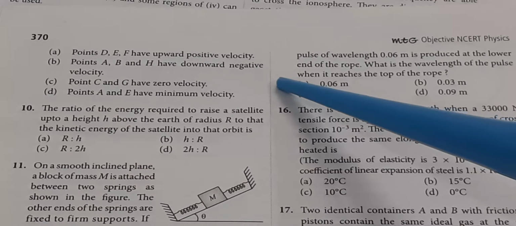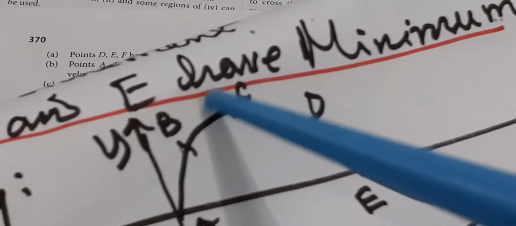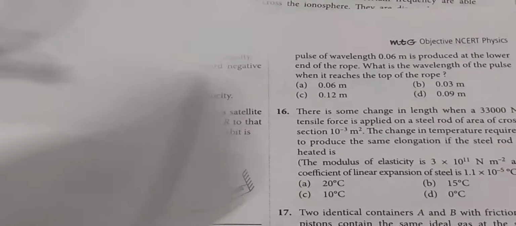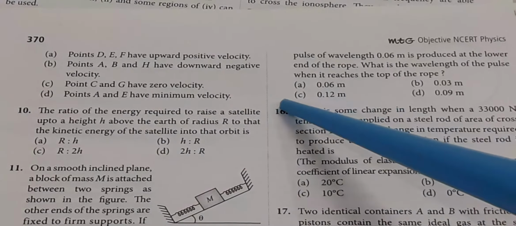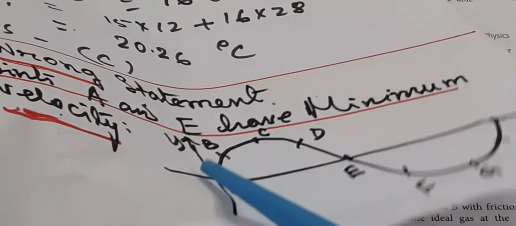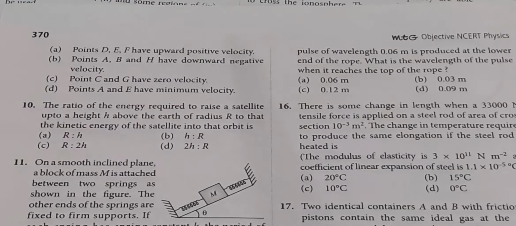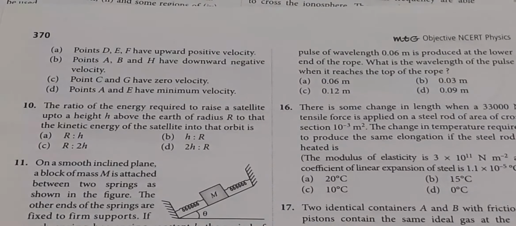Points C and G have 0 velocity. C and G, of course, have 0 velocity. This is also correct. The points A, E have minimum velocity? No. A and E have maximum velocity. You can see A is at the mean position, so A has maximum velocity. So D will be the correct choice here.